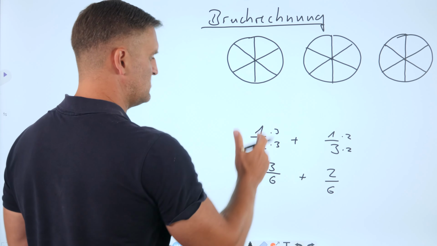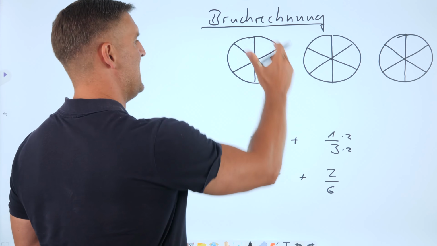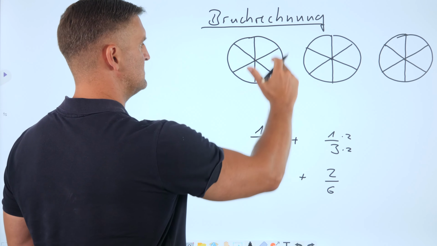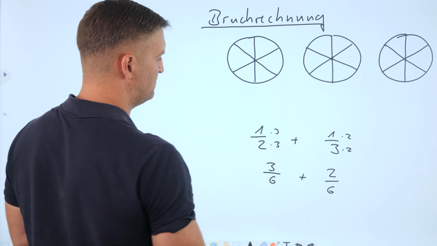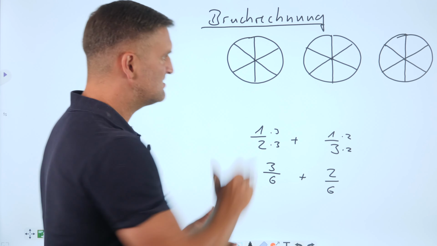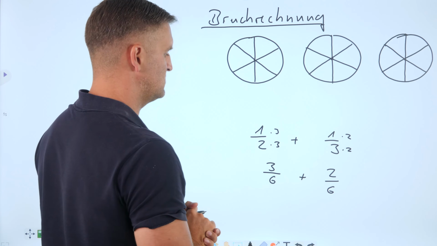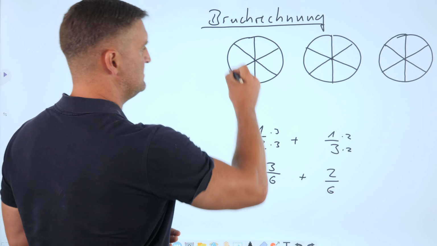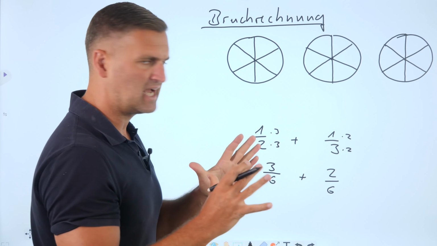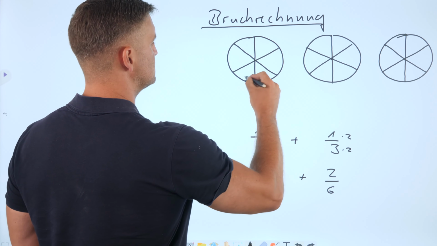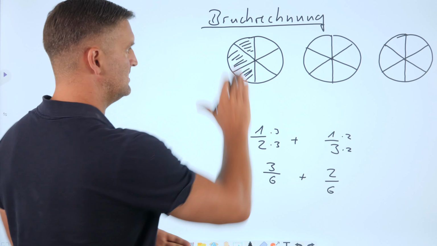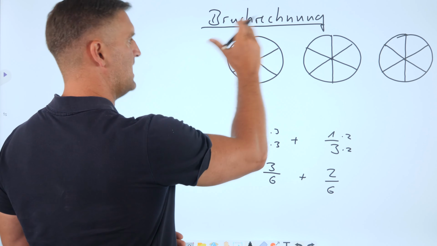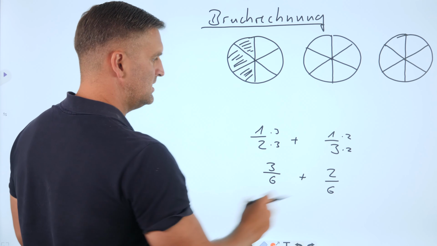How do we make it clear visually? 1/2 is half of a whole circle. I'll take this half here. And if I now divide into sixths, I've already divided everything into sixths, then that would be, out of a total of 6 parts, which should all be the same size, a total of 1, 2, 3 sixths. 3 sixths is equal to 1/2 of the cake.